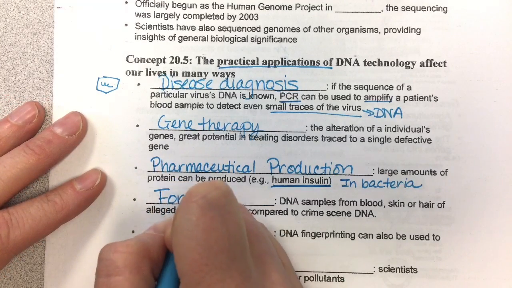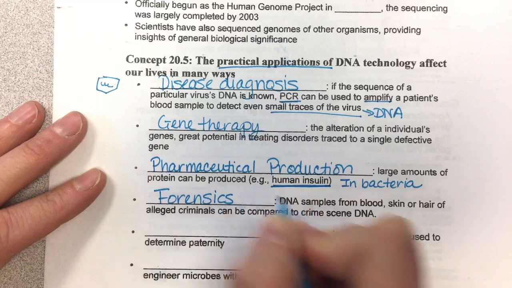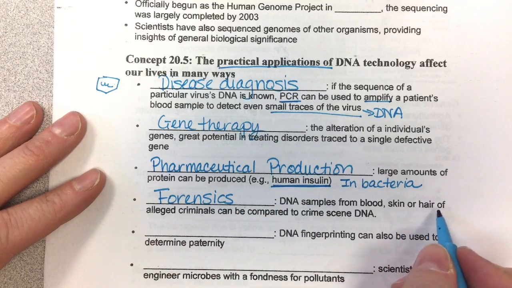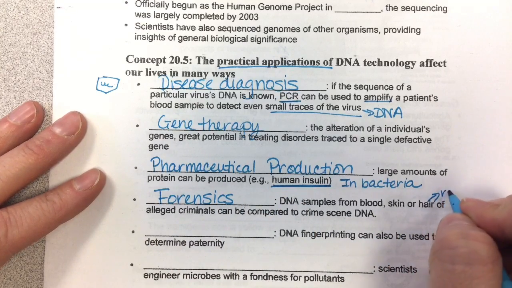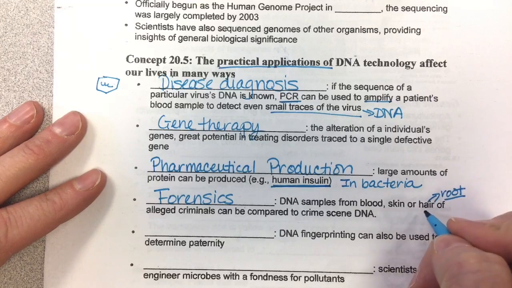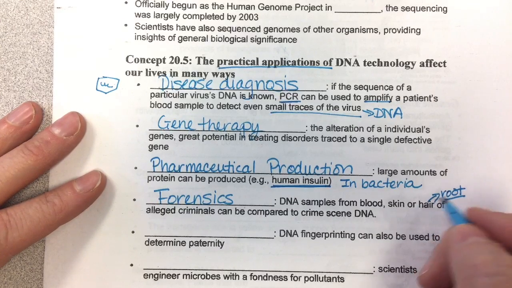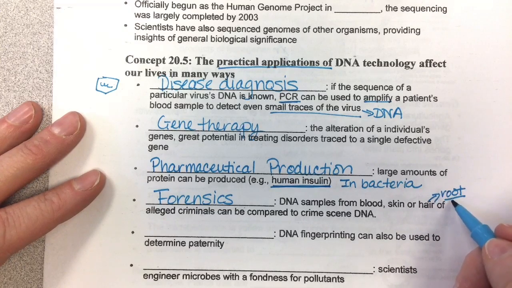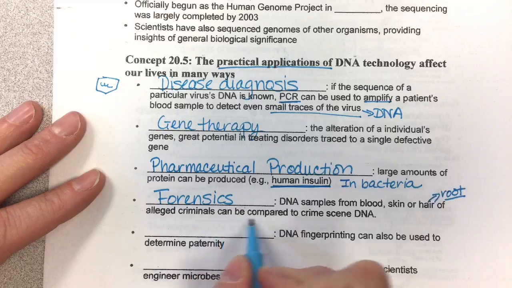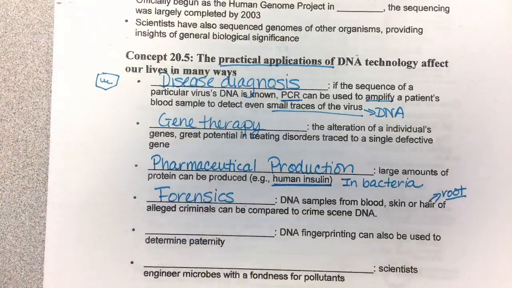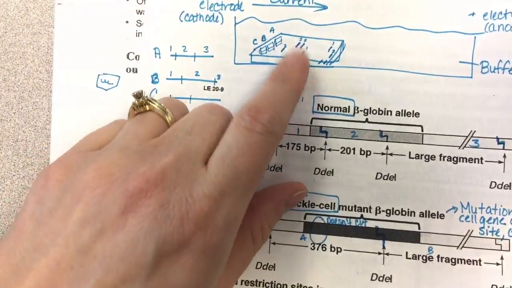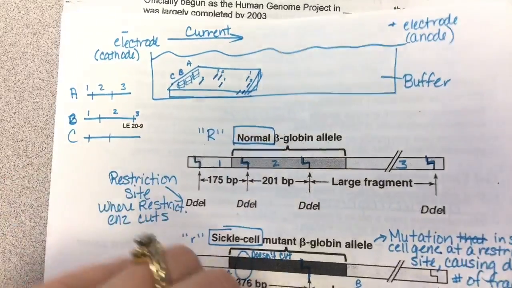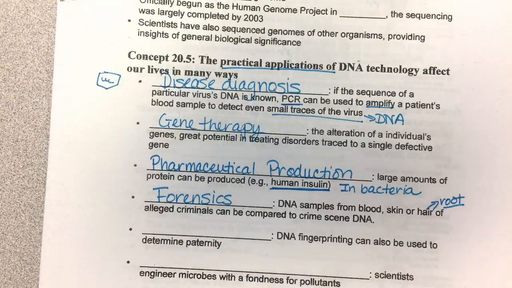Forensics, so forensic science in solving crimes. DNA samples from blood, skin, or hair. This is in the root of the hair. Hair itself does not have DNA, but if you pull it out and get the root bulb out of it, that has cells with DNA in it. DNA of alleged criminals can be compared to crime scene DNA, and that is what I went over yesterday with the gel electrophoresis.